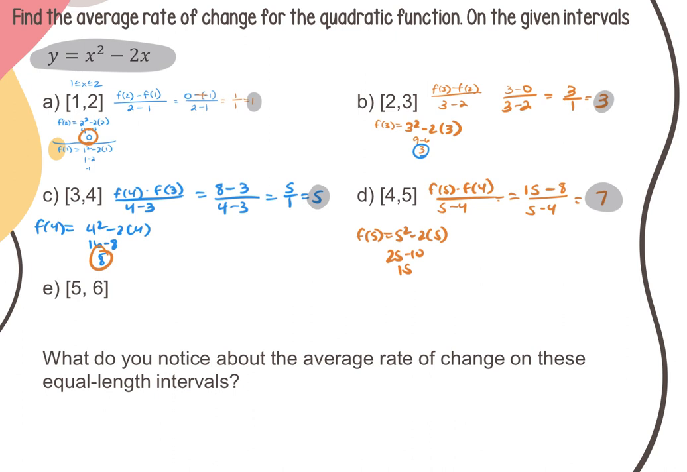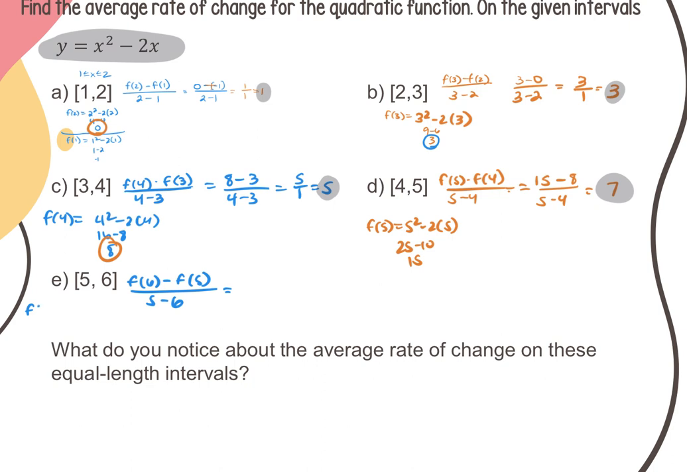Probably 9. Let's see. f of 6 minus f of 5 over 6 minus 5. f of 6 is 6 squared minus 2 times 6, 36 minus 12, 24, minus f of 5, which was 15. Oh, this should be 6 minus 5, I rewrote it, over 1. And my answer is 9.